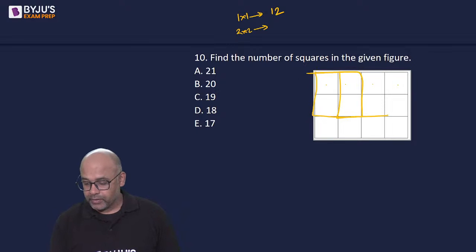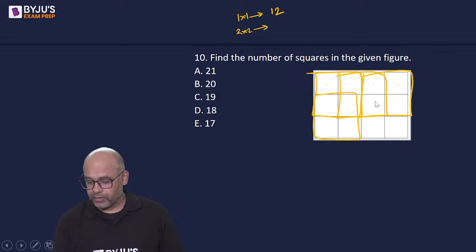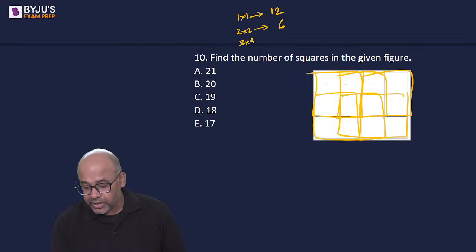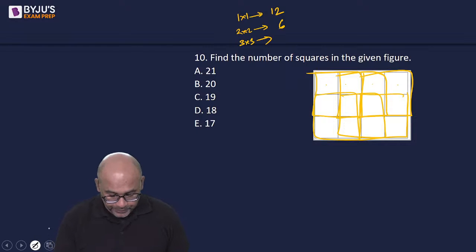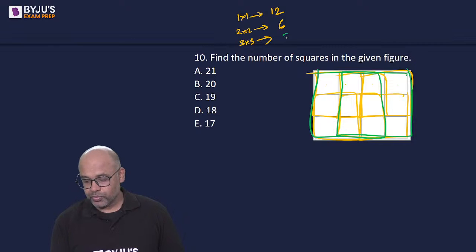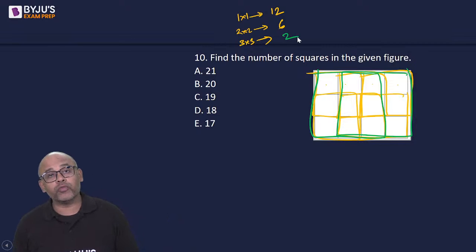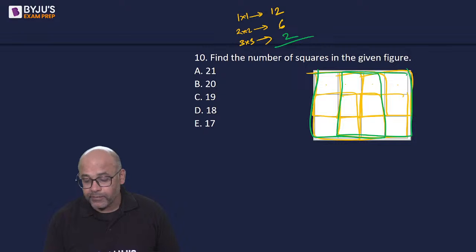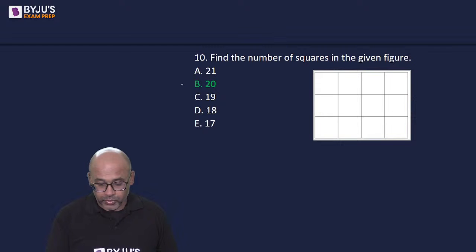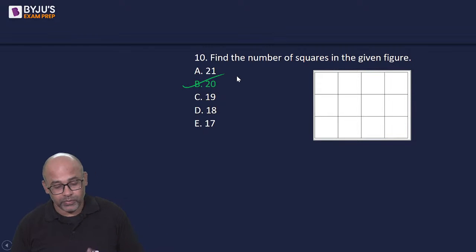1, 2, 3, 4, 5, 6. Next, 3 cross 3. 3 cross 3, how many are there? Let me change the color. 3 cross 3 is this. 1, 2. Now, do I have a 4 cross 4? I don't have a 4 cross 4. So, totally I have 12 plus 6 plus 2. Totally 20. So, there are 20 squares.